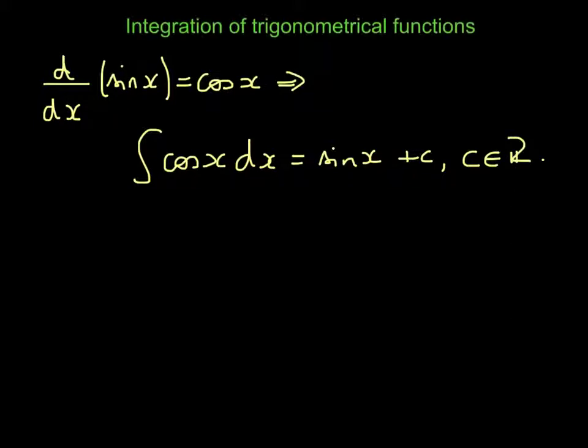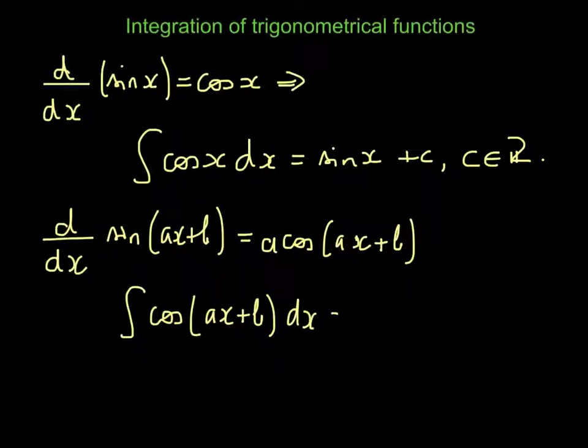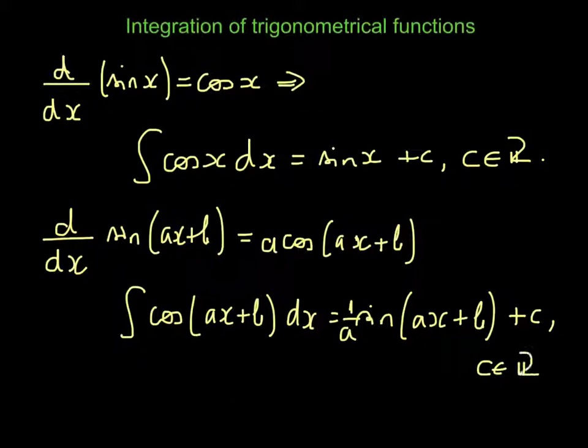At the same time, we can have a composite function. Remember that the derivative with respect to x of sine of ax plus b, where a and b are constants, is cos ax plus b times the derivative of ax plus b, which is a. Therefore, integral cos ax plus b dx is 1 over a sine ax plus b plus c, where c is a real number.